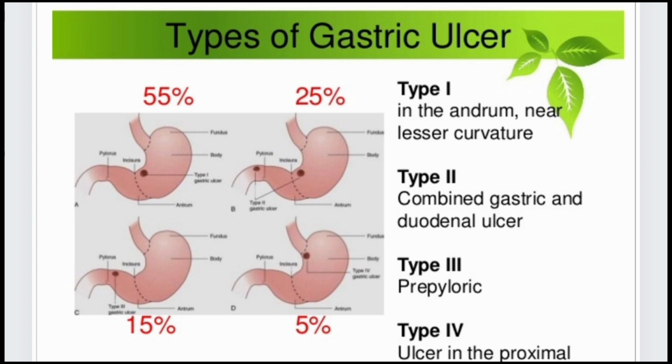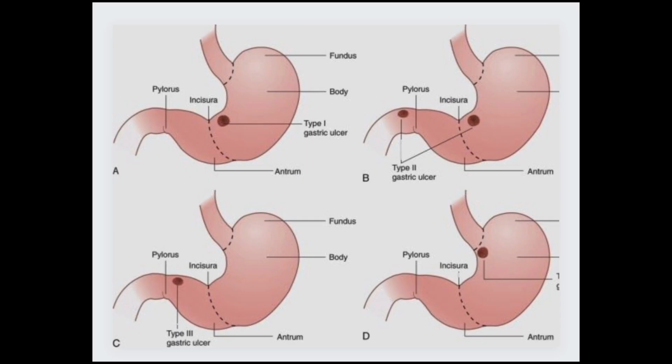Gastric ulcer types: type 1, type 2, type 3, and type 4. Type 1 is in the antrum near the lesser curvature. Type 2 is combined gastric and duodenal ulcer. Type 3 is pre-pyloric and type 4 is an ulcer in the proximal stomach. You can see the percentage chances here. Type 1, and type 2 where it is combined, you have one in the duodenum, one in the stomach. The third one is type 3 gastric ulcer, and type 4.